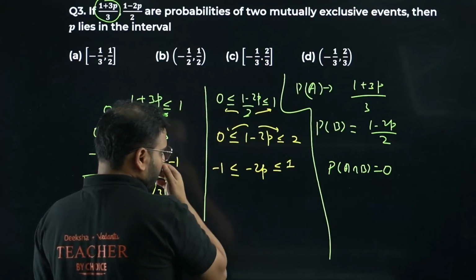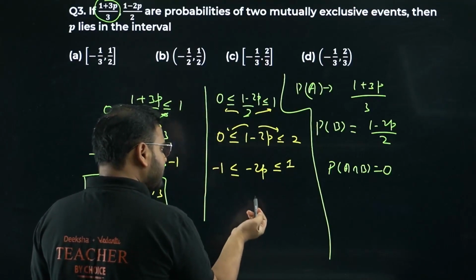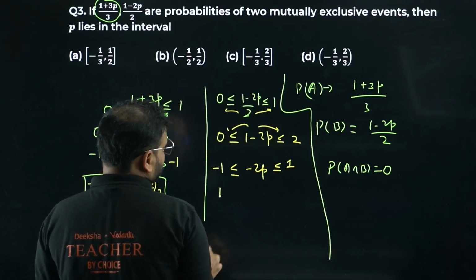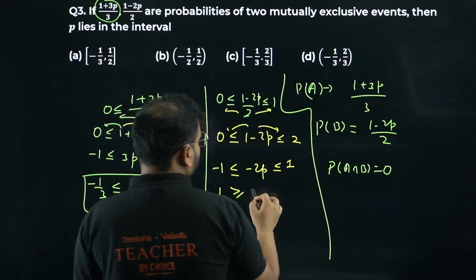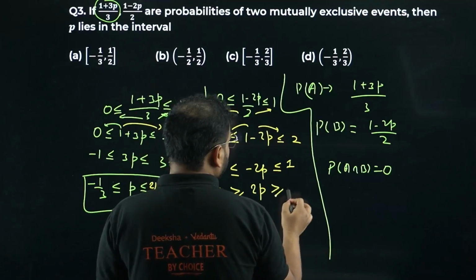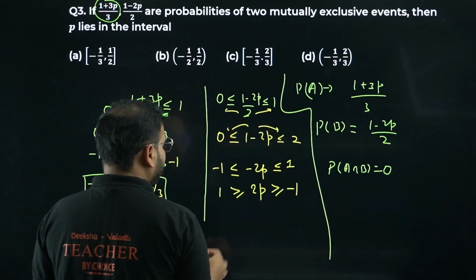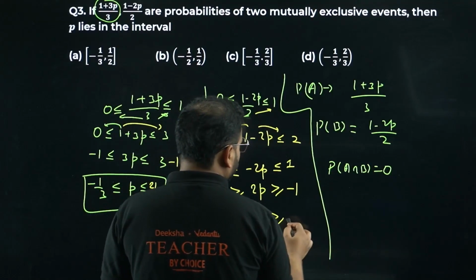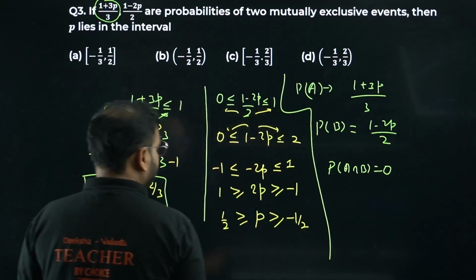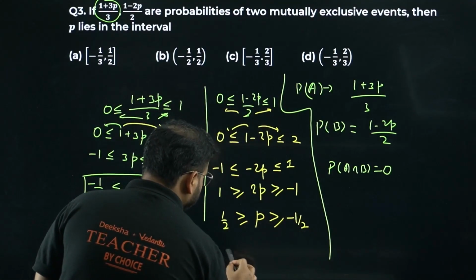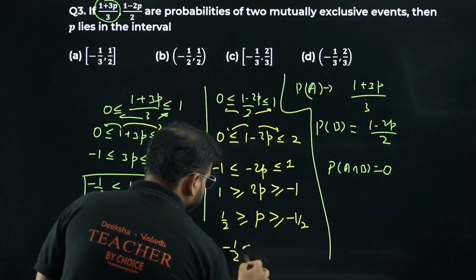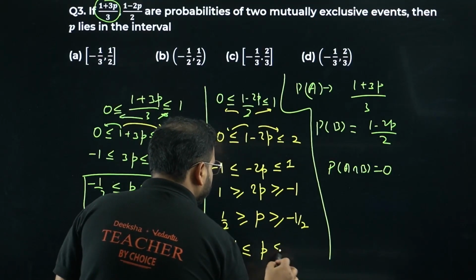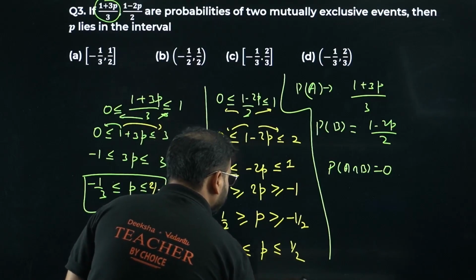Now what I'm going to do is simply multiply with a minus sign. So I get plus 1 greater than or equal to 2p greater than or equal to minus 1, divided by 2. I get 1 by 2 greater than or equal to p greater than or equal to minus 1 by 2. If I rearrange it, minus 1 by 2 less than or equal to p less than or equal to 1 by 2.